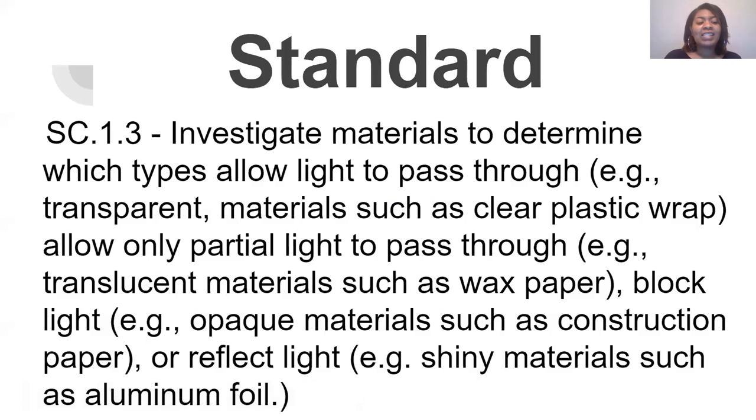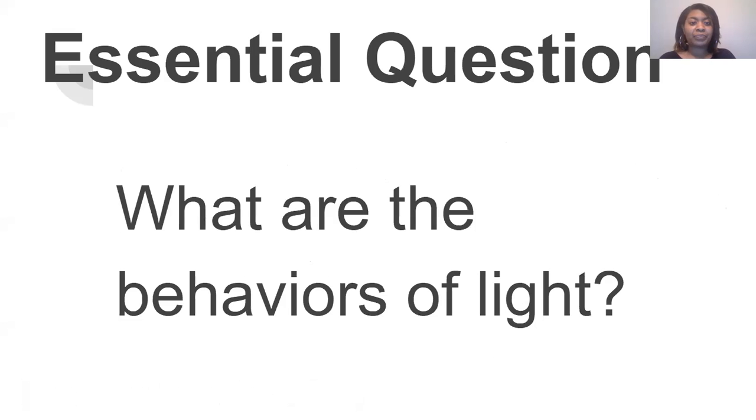Our standard is ST 1.3, investigate materials to determine which types allow light to pass through. For example, transparent materials such as clear plastic wrap allow only partial light to pass through. For example, translucent materials such as wax paper block light. For example, opaque materials such as construction paper or reflect light. For example, shiny materials such as aluminum foil.